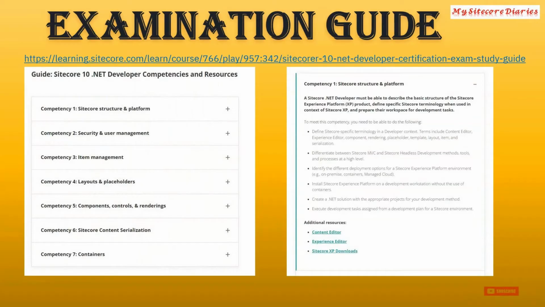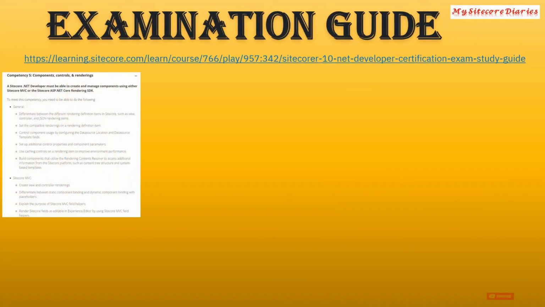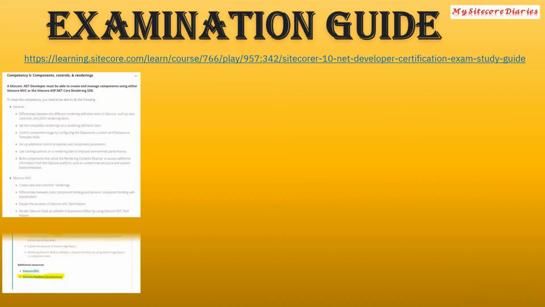The important part which I want to explain here is the 5th section, component control and rendering. So if you go to component control and rendering, you have a general section, you have a Sitecore MVC section, and then you have the section called Sitecore ASP.NET Core Rendering SDK.